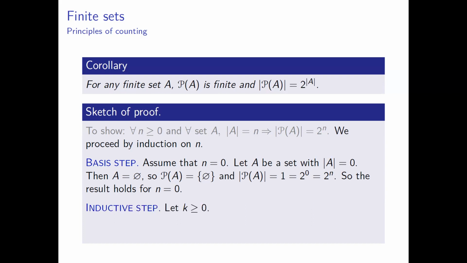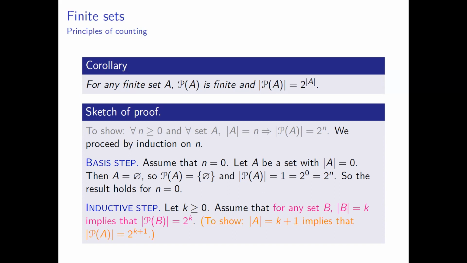We now go to the inductive step. Let k be a non-negative integer and assume that the claim holds for n equals k. That is, assume that for any set B, if the cardinality of B is k, then the cardinality of the power set of B is 2 raised to k. We need to show that the claim holds for n equals k plus 1. That is, for any set A, if the cardinality of A is k plus 1, then the cardinality of the power set of A is 2 raised to k plus 1.